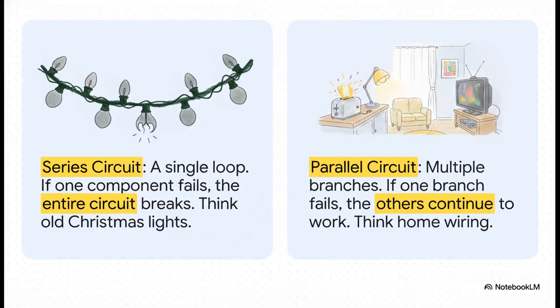And here's exactly why that matters. In a series circuit, there is only one path. Think about those old, cheap Christmas lights. If one single bulb burns out, the whole string goes dark, right? That's because the entire loop is now broken. But your house is wired in parallel. Every light, every outlet is on its own separate branch. And that's why when your toaster trips a breaker, your TV doesn't shut off. Its path back to the source is still good to go.